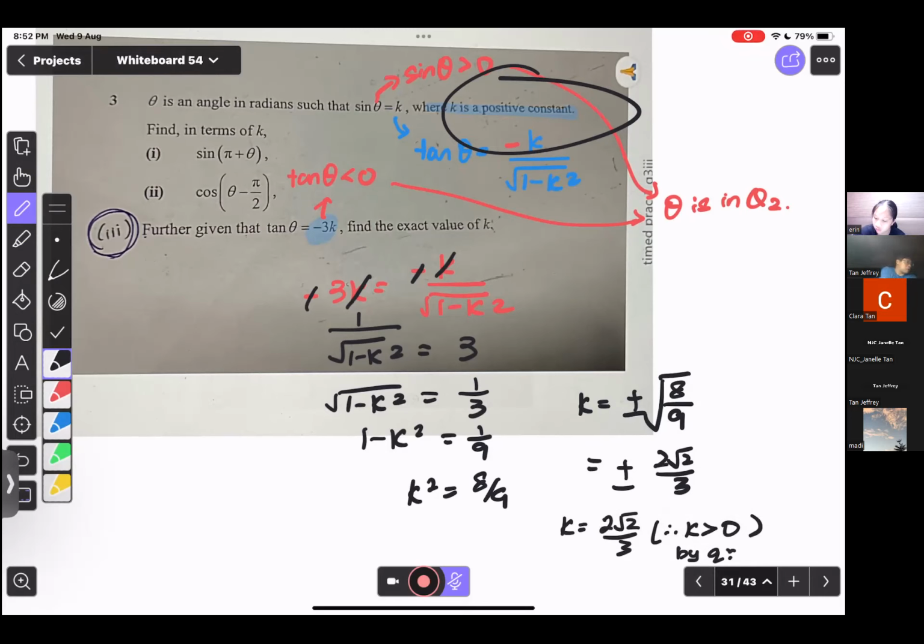Let me see if I'm correct. Yeah, I'm correct. That means what you gave me is useful also. Without this, I wouldn't have solved the question.